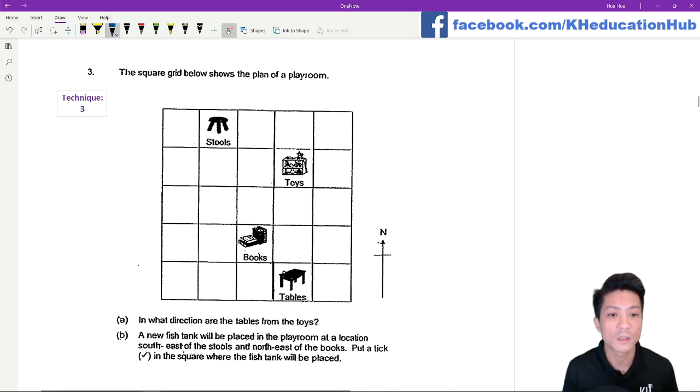Question 3. The square grid below shows the plan of a playroom. A. In what direction are the tables from the toys? So the table is here. Toys are here, which means that you have to think of yourself as standing at the position where the toys are. Looking at the tables, if this is the north, this would be the south. So for part A, it is the south.